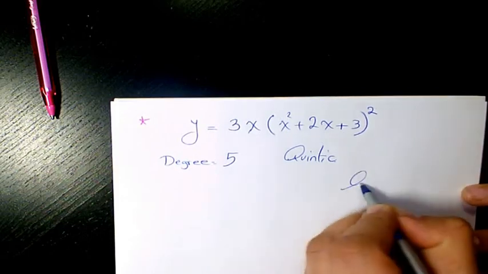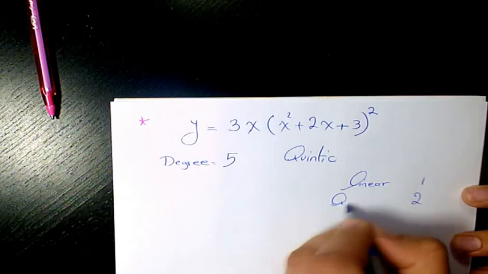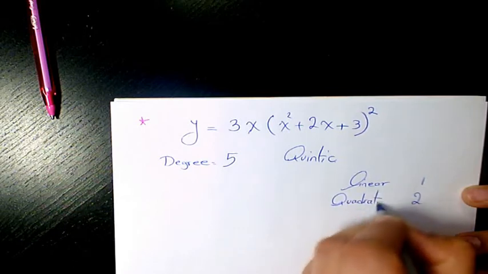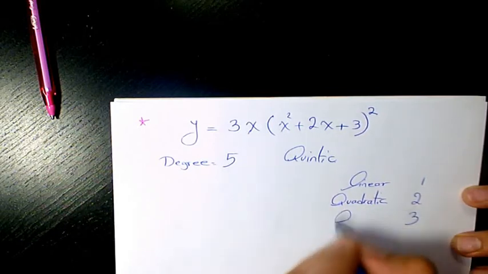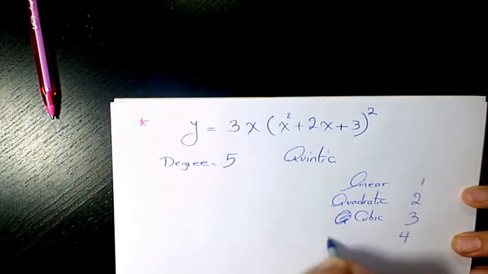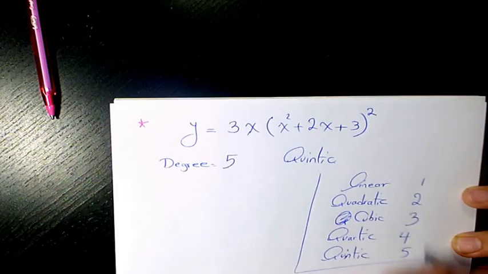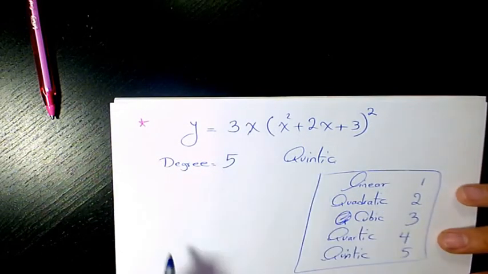Because if the degree is 1, we call it linear. If the degree is 2, we call it quadratic. If the degree is 3, we call it cubic. If 4, we call it quartic. And 5, we call it quintic. So this one, since the degree is 5, we call it quintic function.